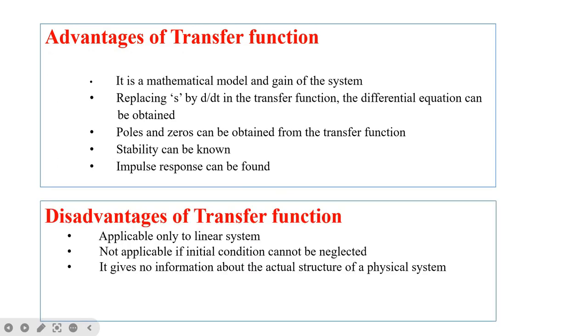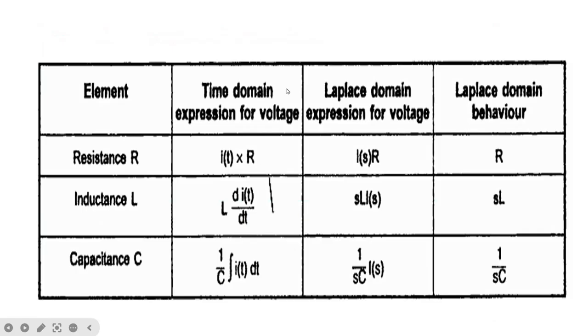Then comes the disadvantages. Here one of the main disadvantages of the transfer function is it is applicable only to linear systems. And it is not applicable if the initial conditions cannot be neglected. That is, when you take the Laplace transform of the system equations, you assume here all the initial conditions to be zero. So here you cannot neglect the initial conditions. That is one of the disadvantages of the transfer function. And last is, it will not give any information about the actual structure of the physical system. So these are the three disadvantages of the transfer function.